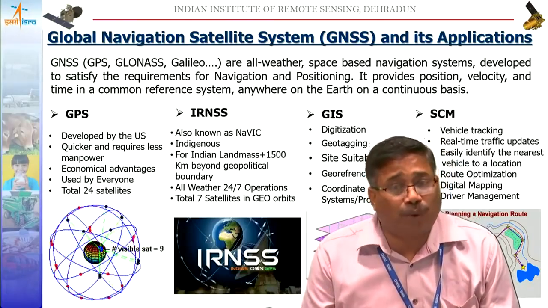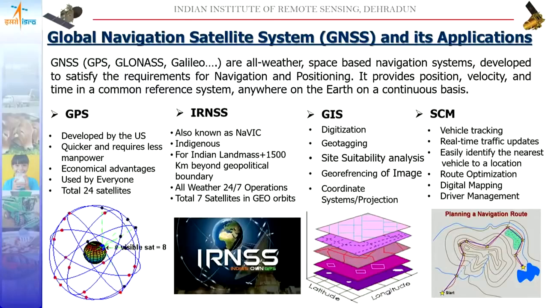Another part I was mentioning is GNSS. I think many of you are aware that at present most mobile phones are equipped with GPS, which is a constellation of 24 satellites supported by the United States. In fact, there are many other navigation systems available. For India, we have our own Indian Regional Navigation Satellite System, also known as NAVIC. It caters to around 1500 kilometers beyond geopolitical boundaries, it is all weather, and it provides all the location information that is accessed.